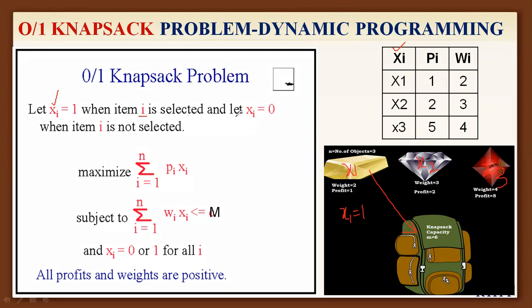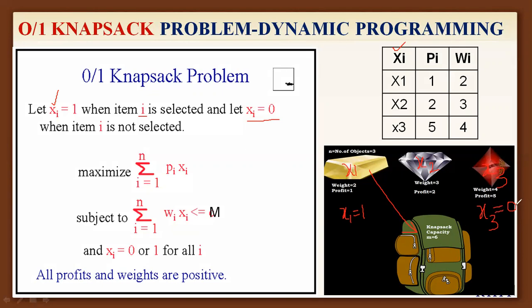And another one is, let x of i equal to 0. Consider one more concept, x of i equal to 0, which means, suppose x3 equal to 0. I am assigning i value as 3, x3 equal to 0, which indicates that item 3 is not to be selected and placed in the bag. I am not selecting item 3, and I am not placing item 3 into the bag.